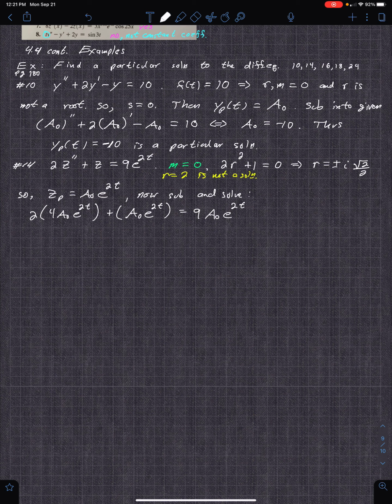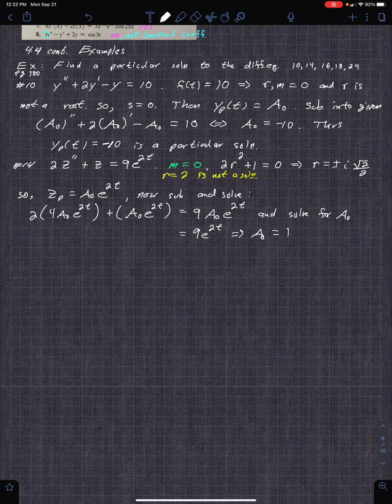All right, so then we solve that for a naught. Be careful: this is 8 plus 1, which is the 9, so that is equal to the 9 e to the 2t, so that would imply a naught is equal to 1.